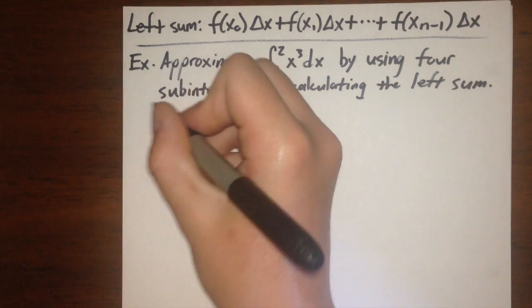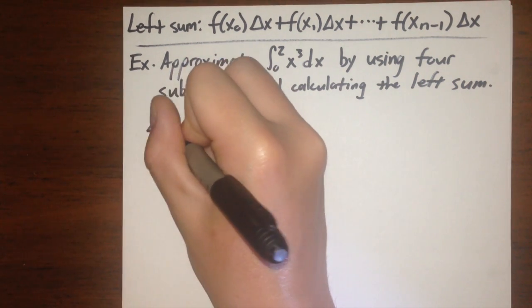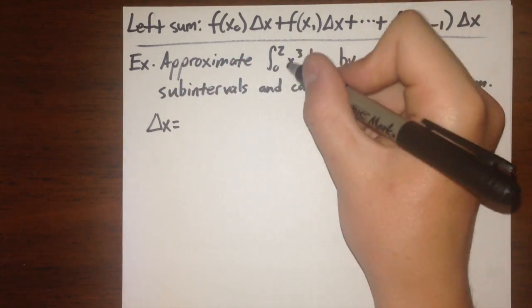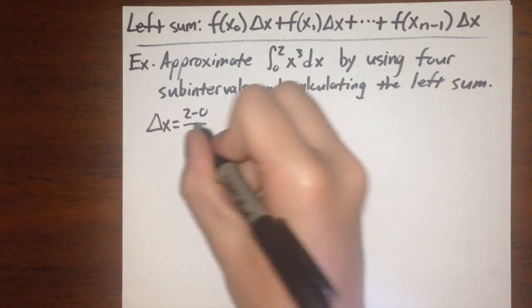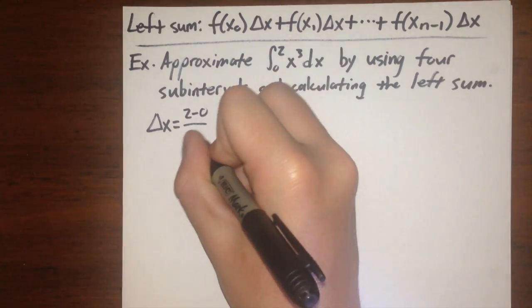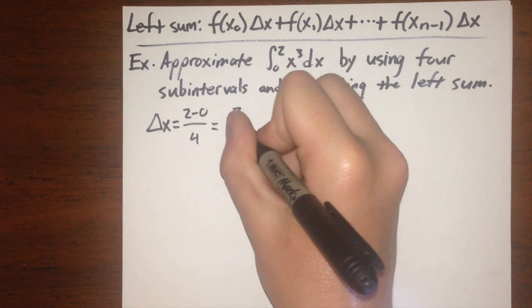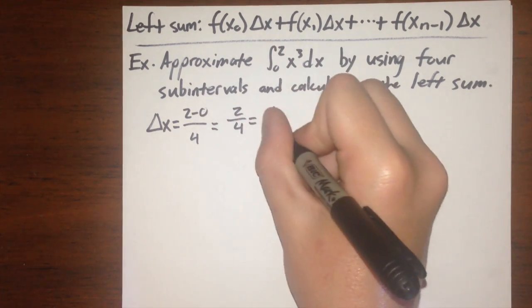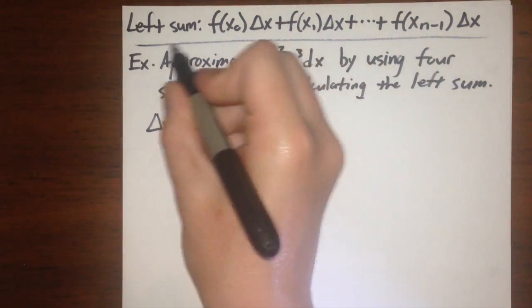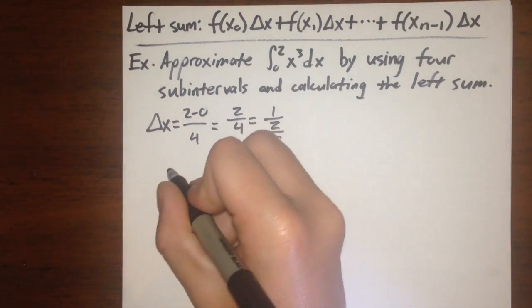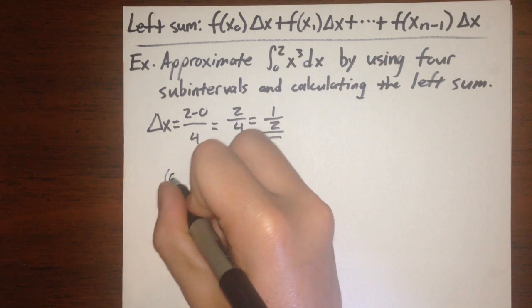For this example, we'll be finding a left sum. Approximate the function x cubed on the interval 0 to 2 by using 4 subintervals. We use delta x, which is the width of each rectangle. We find delta x by setting b minus a over the number of subintervals, or n, which equals 4. This comes out to be 1/2. Now we use 1/2 and plug that into our formula.